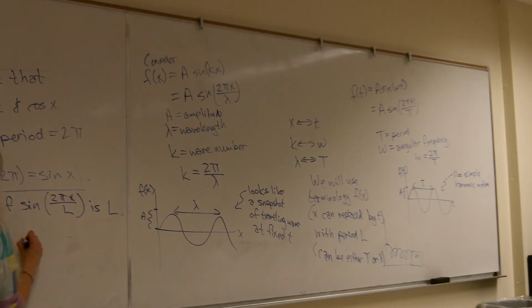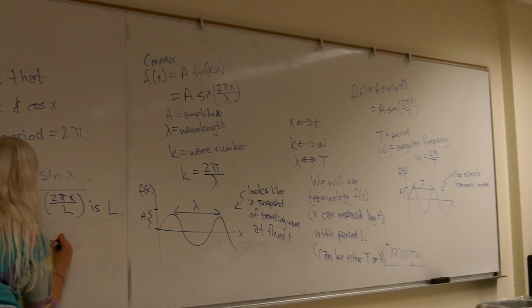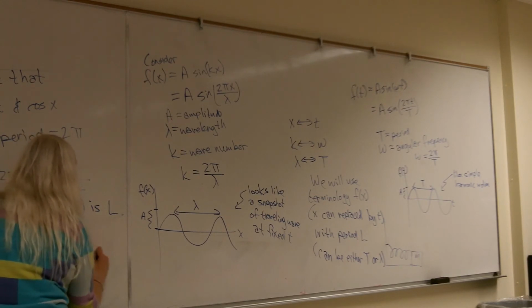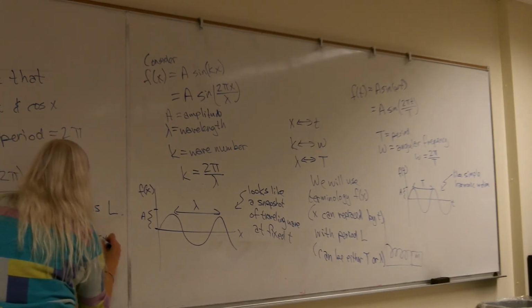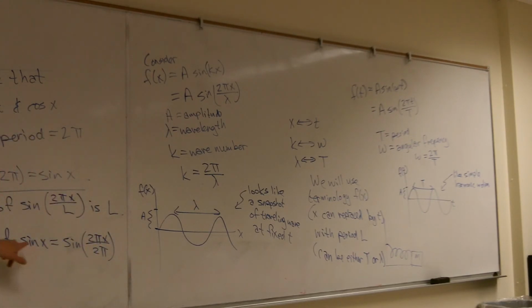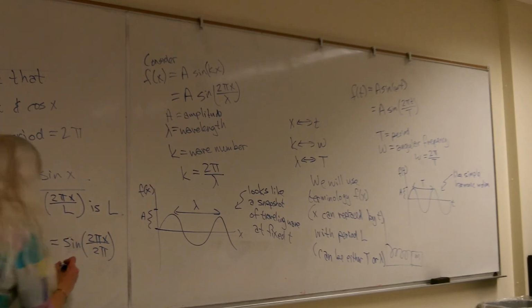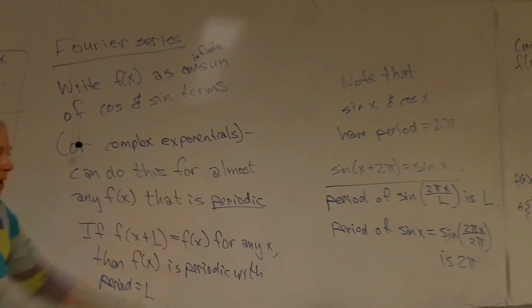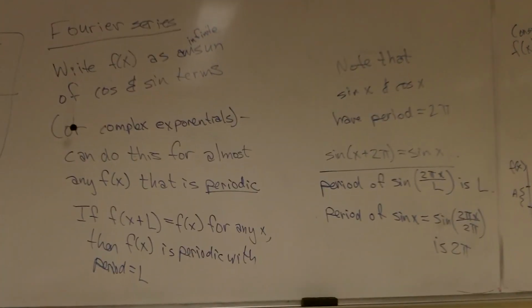And so the period of sine x, well, we could write sine x as sine of 2 pi x over 2 pi. Right? The 2 pi's would cancel and just give us sine x back again. So if you compare this to this, you can see, again, that the period is 2 pi, which is, of course, exactly what we said right up here. And the same thing would be true of cosine, of course.